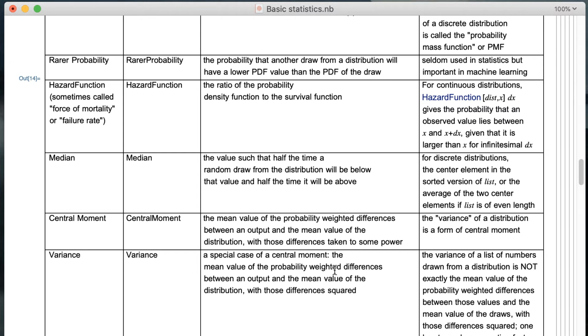The hazard function. The hazard function is a function of a function of a function. That is, it's a function that looks at the ratio of the probability density function to the survival function. It's basically asking the question, if you think of probability distributions as lifetimes, what's the probability you're going to live to 70? What's the probability that you're going to live to 80, etc.? The hazard function is the probability that you're going to die at a certain point in time, given that you've lived up until that point in time. So actuaries and the like love hazard functions.